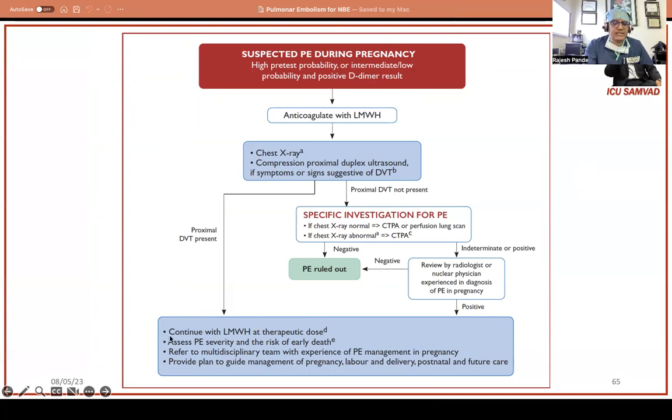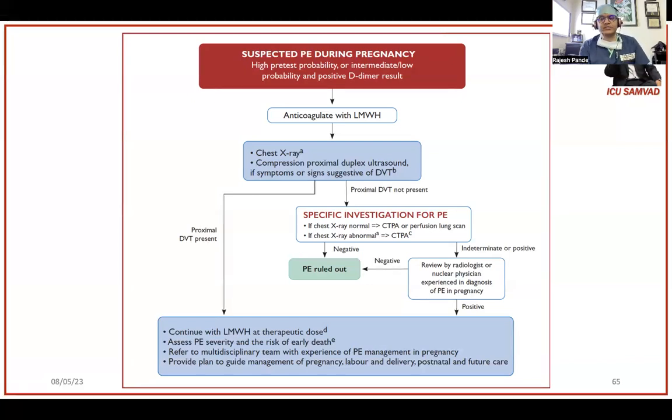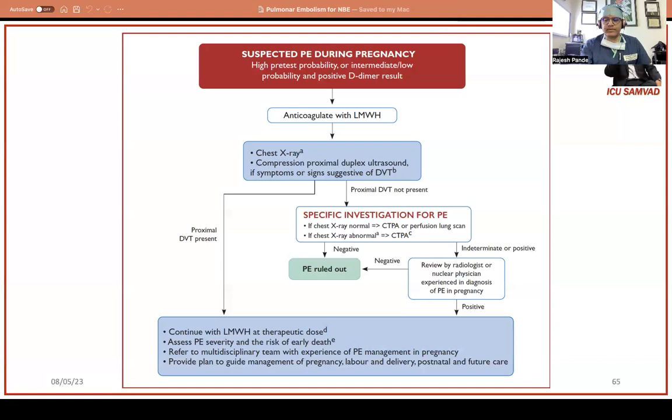Now, in all these cases, the intensivists and the cardiologists should be involved. It has to be a multidisciplinary team. If proximal DVT is not present, then we can look at the feasibility of doing these investigations to rule out pulmonary embolism. But again, a senior radiologist or nuclear physician has to review the report to exclude the diagnosis of PE in pregnancy.